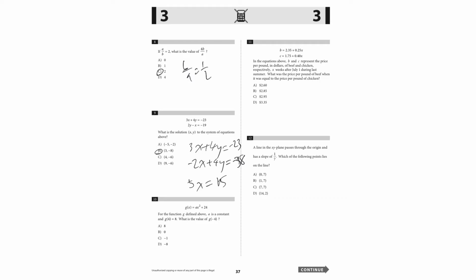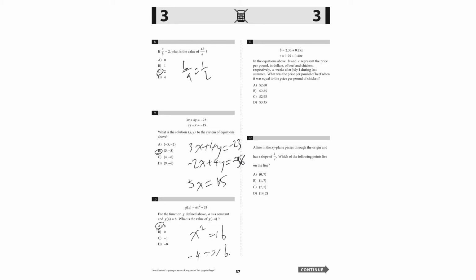For the function g defined above, a is a constant and g of 4 is 8. What is the value of g of negative 4? Well, x squared, when you plug 4 in, it's going to be 16, and when you plug in negative 4, it's still going to be 16, so the answer has to be the same, so it has to be A.